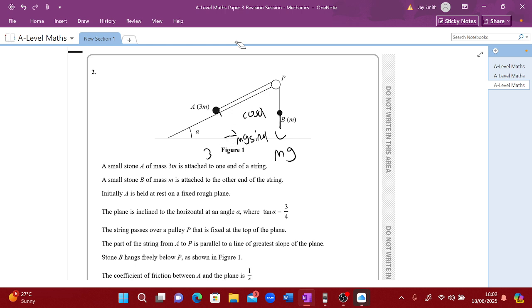Actually, I'm going to make this a bit clearer, sorry. There we are. So we're going to have the weight acting straight down. So that's going straight down, so this component and then there, that's alpha. That's going to be 3mg cos alpha, and that's 3mg sine alpha. There you go. Hopefully it's a bit clearer to see.